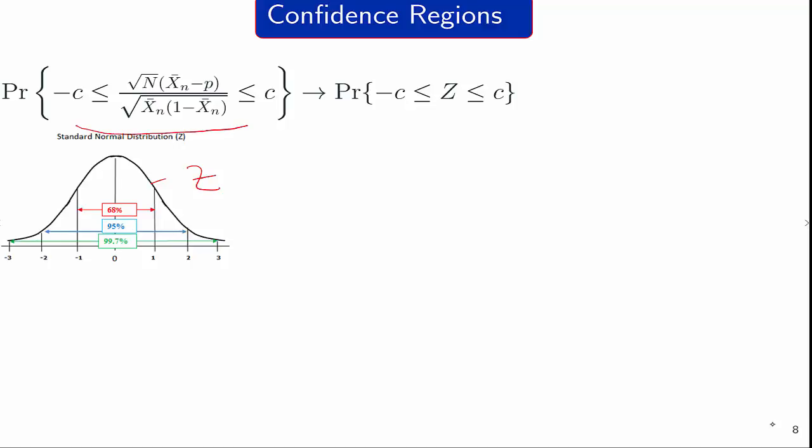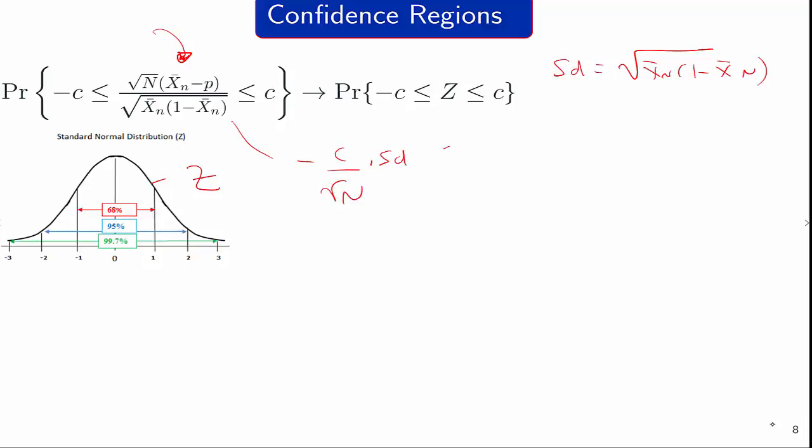Well, we can just use this result to rearrange. The idea is to rearrange this inequality now for p. To simplify, we define the standard deviation as the square root of x bar n, just to simplify down. Well, we can divide both sides by square root n and multiply by the standard deviation. If we do this to both sides, we find this here, and we can then rearrange again. So all we've done is divide both sides by root n and multiply by the standard deviation.